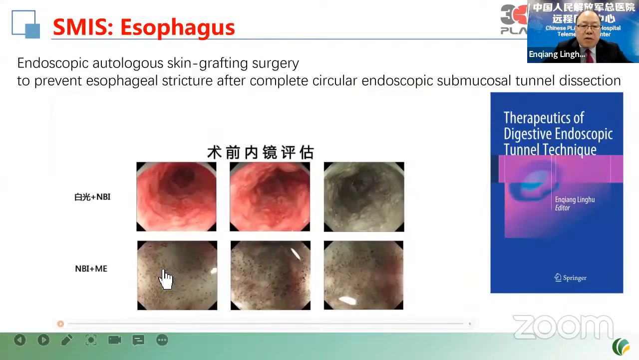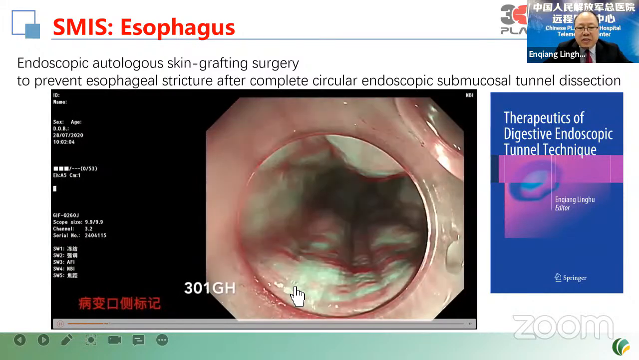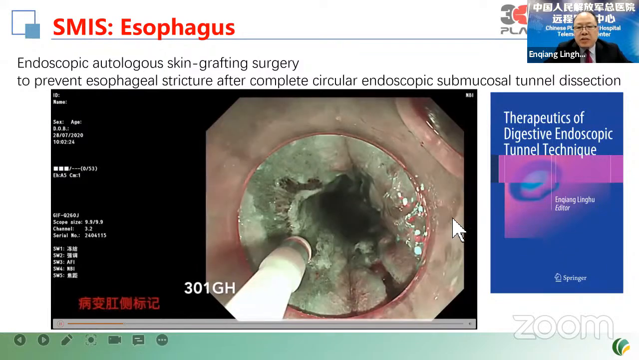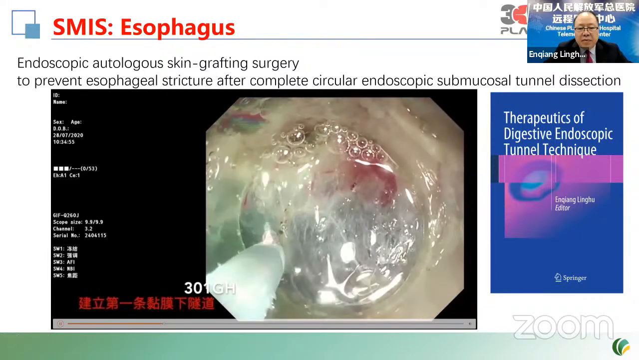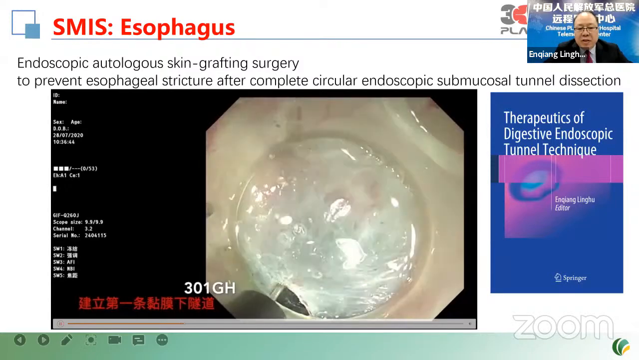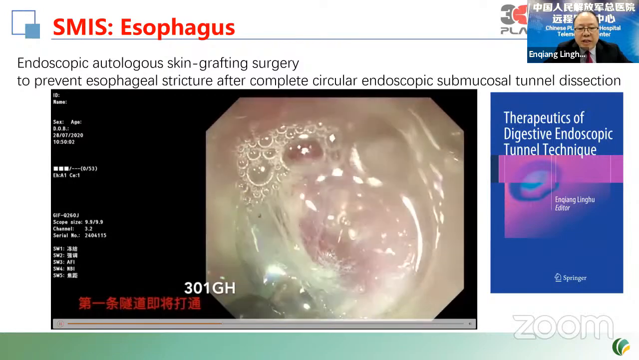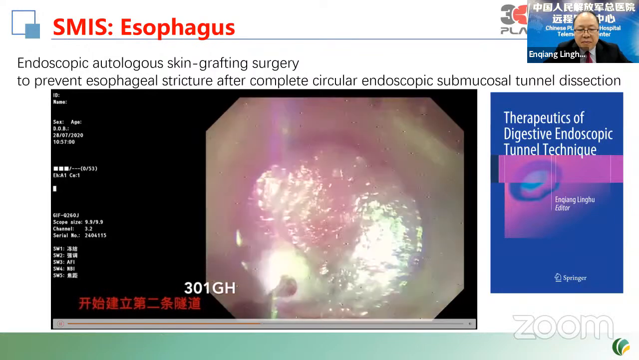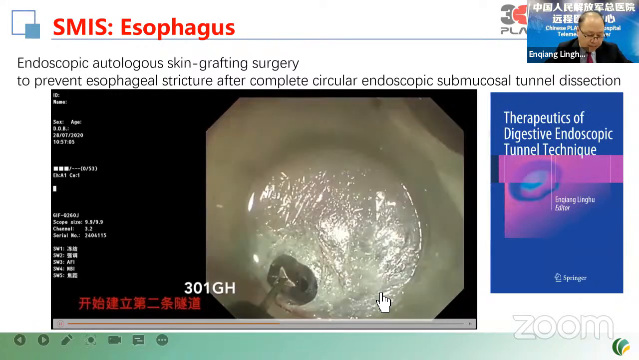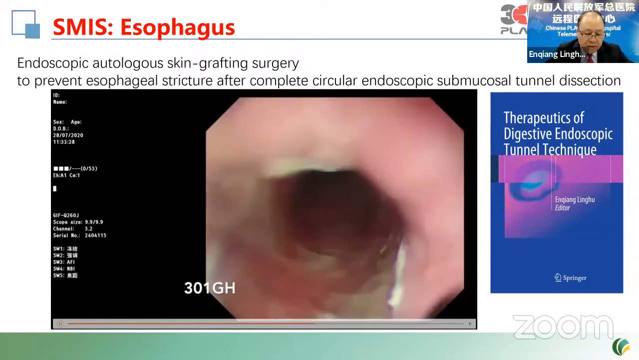So this is early stage esophageal cancer. This is a circular lesion, so we use the channel technique, called ESTD. We dissect the submucosal layer and resect the lesion. That lesion was completely dissected.